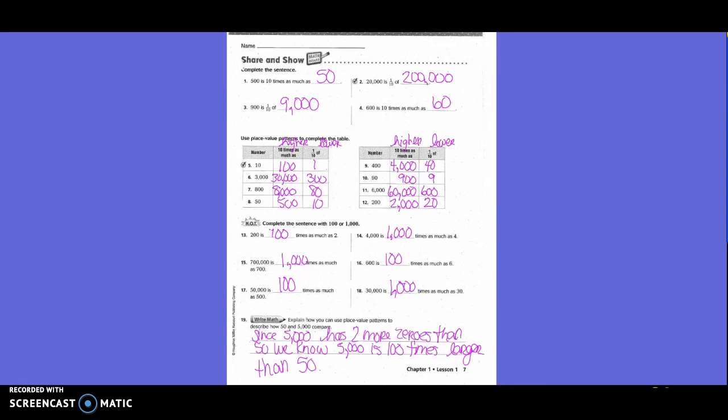Number 19, write math. Explain how you can use place value patterns to describe how 50 and 5,000 compare. Since 5,000 has 2 more zeros than 50, we know 5,000 is 100 times larger than 50. Because basically like you learned in 4th grade, however many zeros you have tells you whether it's 10, 100, or 1,000, right? Okay, by the number of zeros.